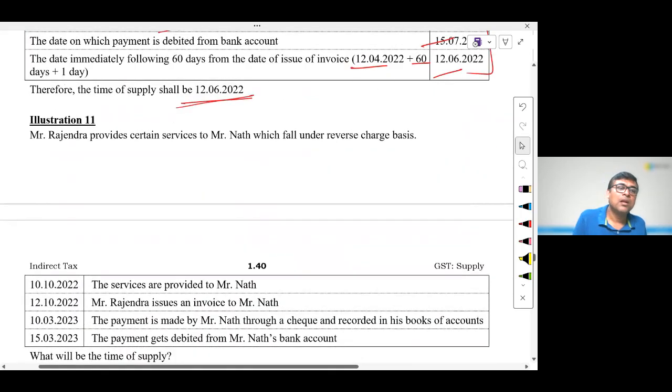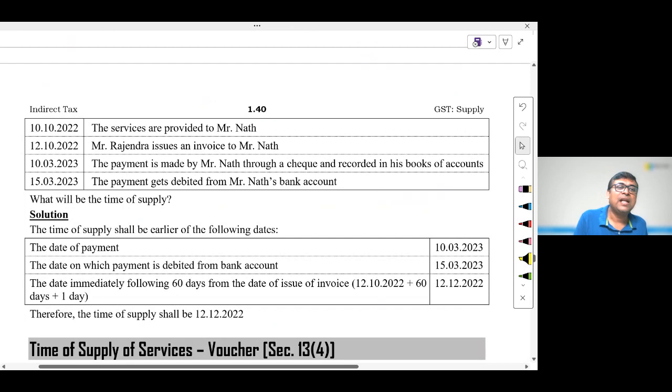One more thing. Mr. Rajendra provides certain services to Mr. Nath, which falls under reverse charge basis. On 10th October, the service was provided. On 12th October, Rajendra issues an invoice to Mr. Nath. On 10th March, the payment is made by Mr. Nath through a cheque and recorded in his books of accounts. On 15th March, the payment gets debited from his bank account.